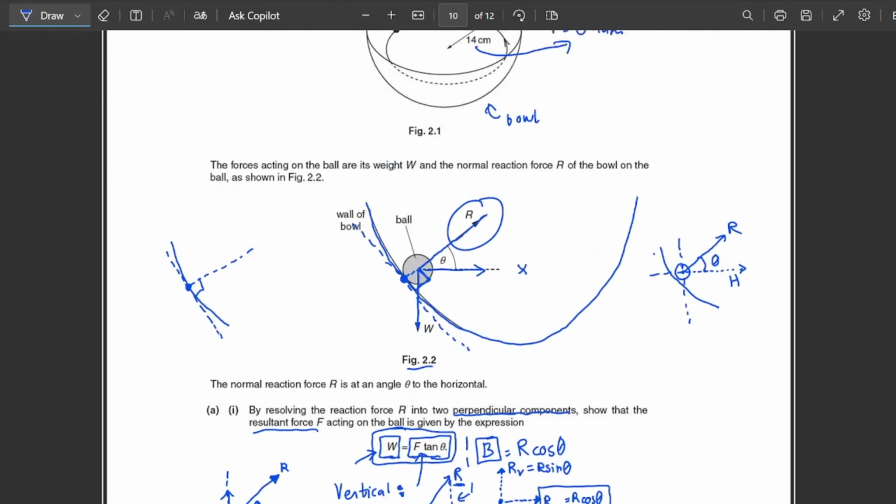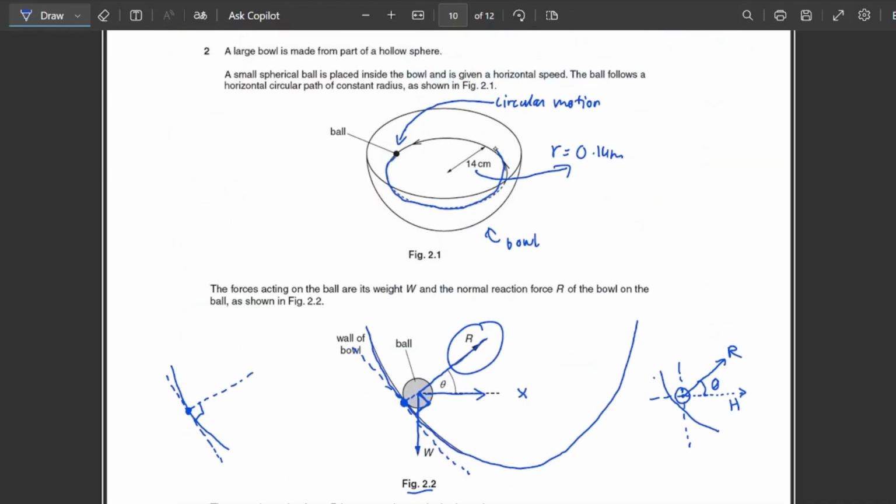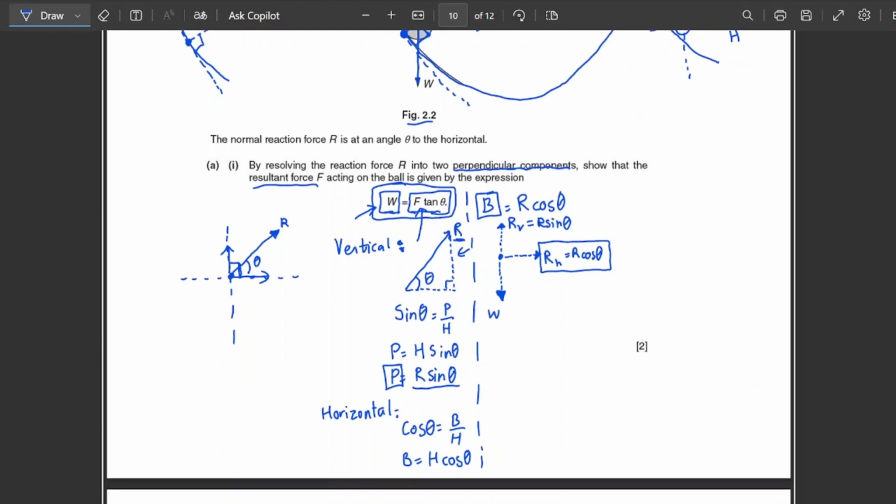The ball, when it's covering its horizontal distance like so, is going to cover its horizontal circular motion. There's going to be a center there, and that thing over there is R cosine theta, the horizontal component of R. The weight is going to be downwards like that, and it's going to be balanced by the vertical component of R. So the weight is equal to, let me see what I can do over here.